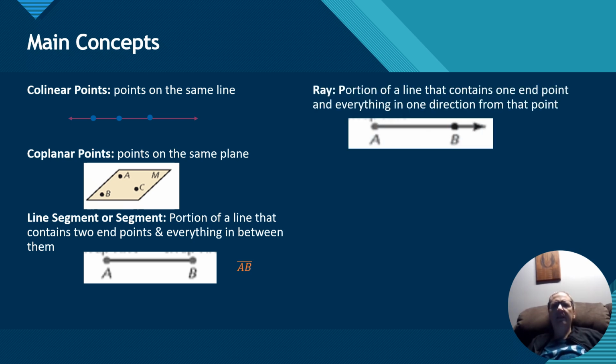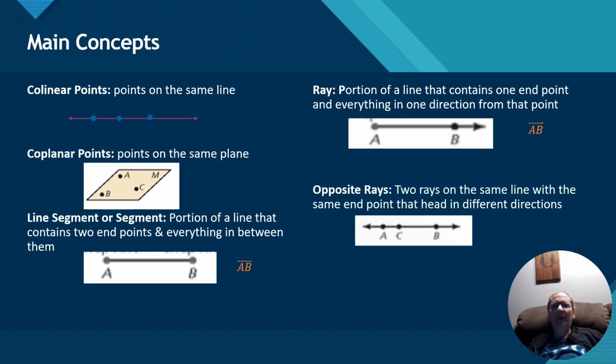A ray is a portion of a line that contains one endpoint and everything in one direction from that endpoint. So in this case, from A onward. We name it again with 2 points with an arrow over top of those 2 points. And last but certainly not least, we have opposite rays, which are 2 rays on the same line with the same endpoint that head in different directions. So in this case, our 2 opposite rays would be CB and CA because they both have the same endpoint C, but they go in different directions. And those are all our lovely definitions for today.